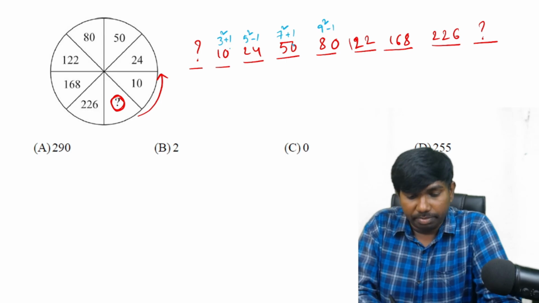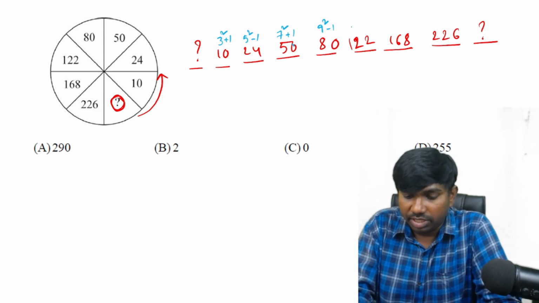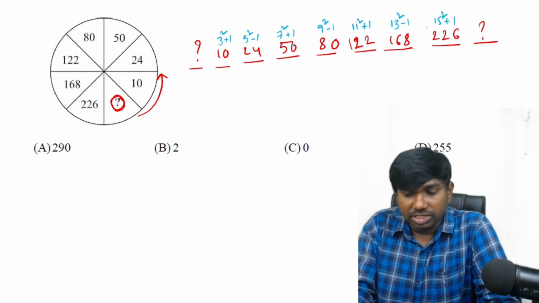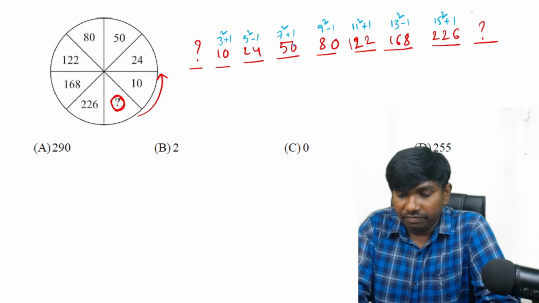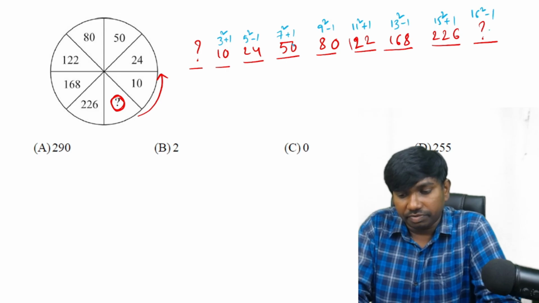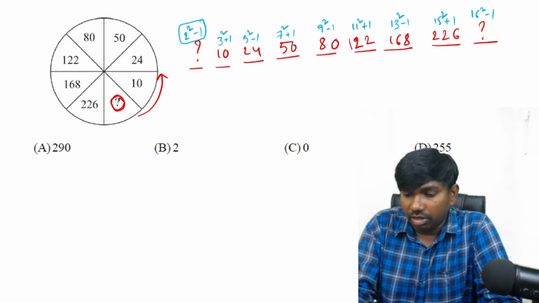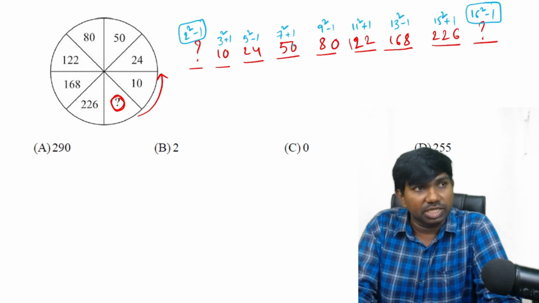If you observe the numbers, they are alternate, right? Alternately plus 1, minus 1. 11 square plus 1, and this is 169, 13 square minus 1. This is 15 square, 225, plus 1. So our answer may be the next number after 15, that is 16 square minus 1, or it can be the number before 3, that is 2 square minus 1 also. So the answer may be 2 square minus 1 or 16 square plus 1.